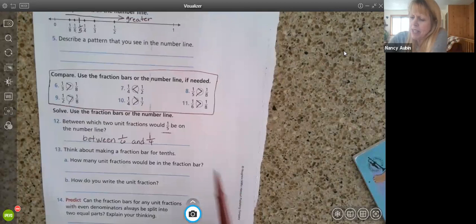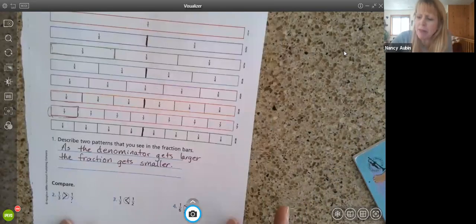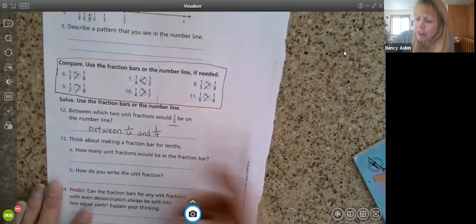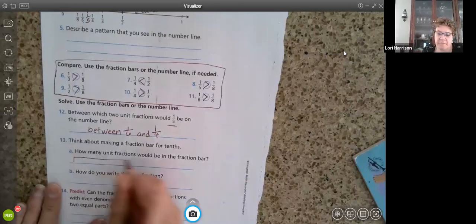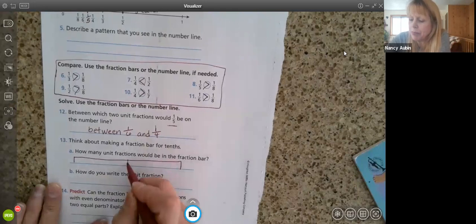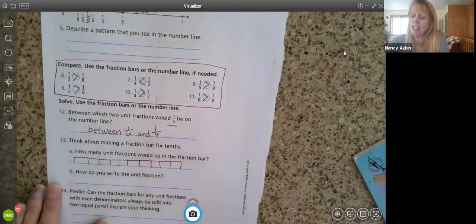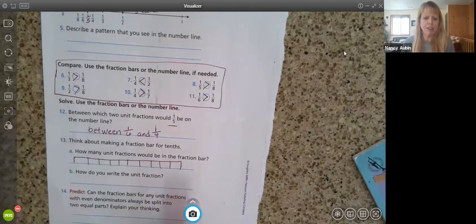And think about making a fraction bar for tenths. So on the other side, we only went to 8ths, right? If I were going to make a fraction bar for tenths, like here's my whole fraction bar, and I wanted it to be in tenths, how many unit fractions would be in that fraction bar? What do you think? Gavin, how many unit fractions would be in my fraction bar if I were making a fraction bar for tenths?